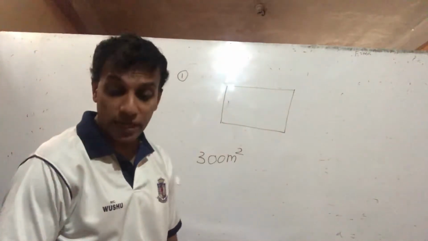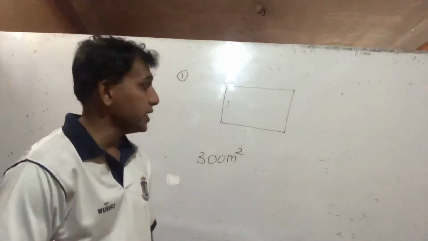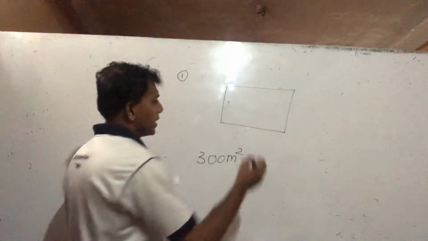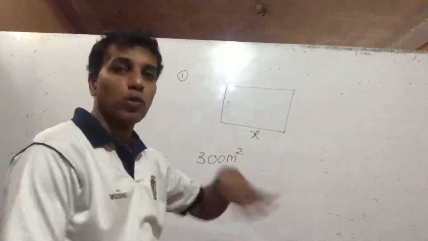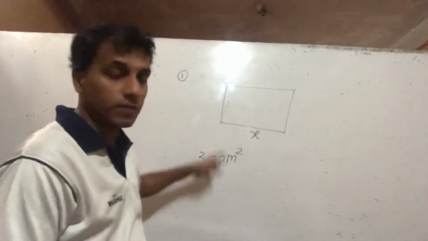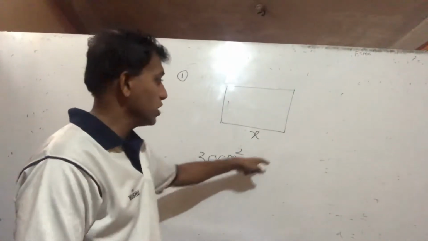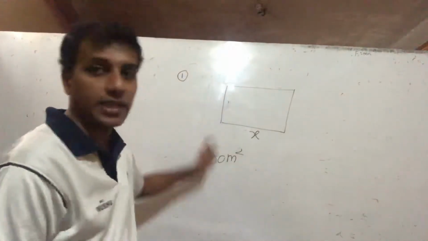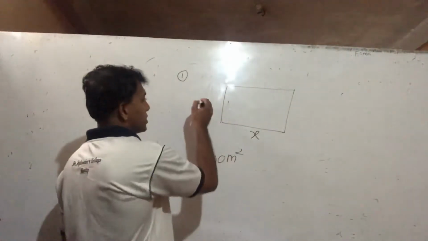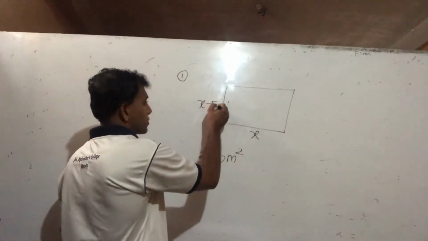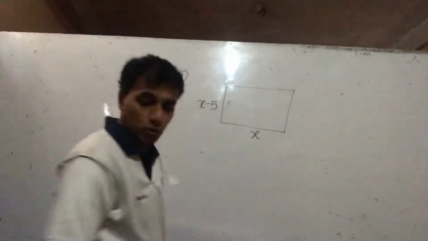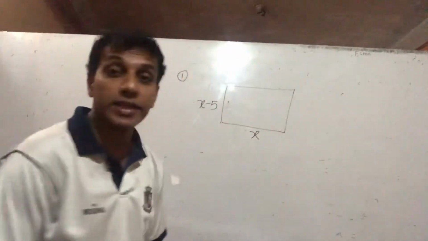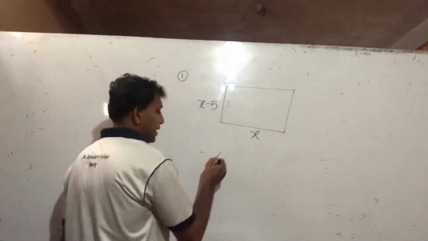They said the breadth of the rectangle is 5 meters less than the length. So I take the length as x. What is the breadth? 5 less. If it's 20, here 15. If it's 10, here 5. If it's 18, this is 13. 5 less, subtract. So if the length is x, the breadth is x minus 5.